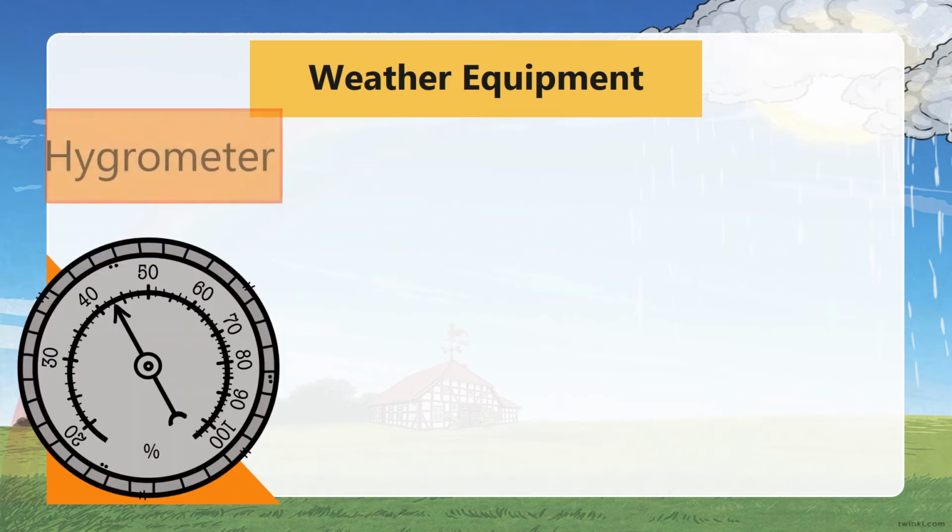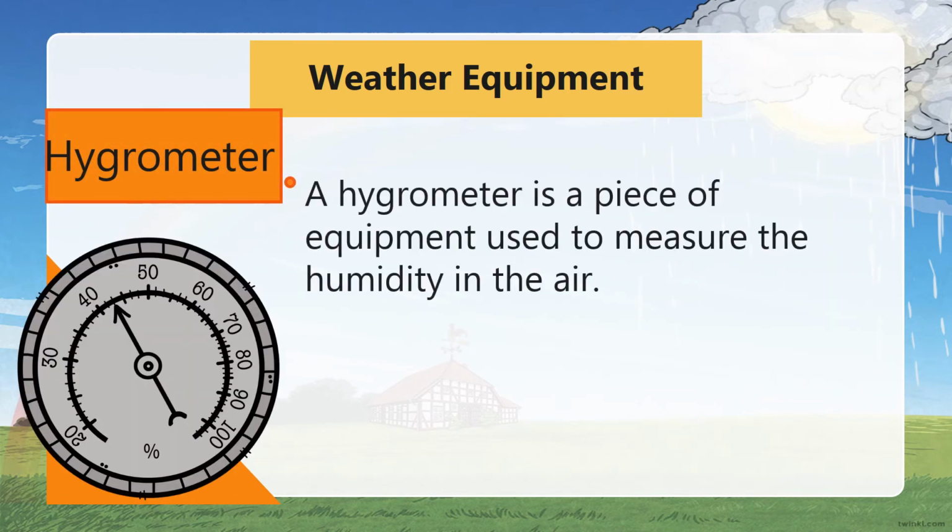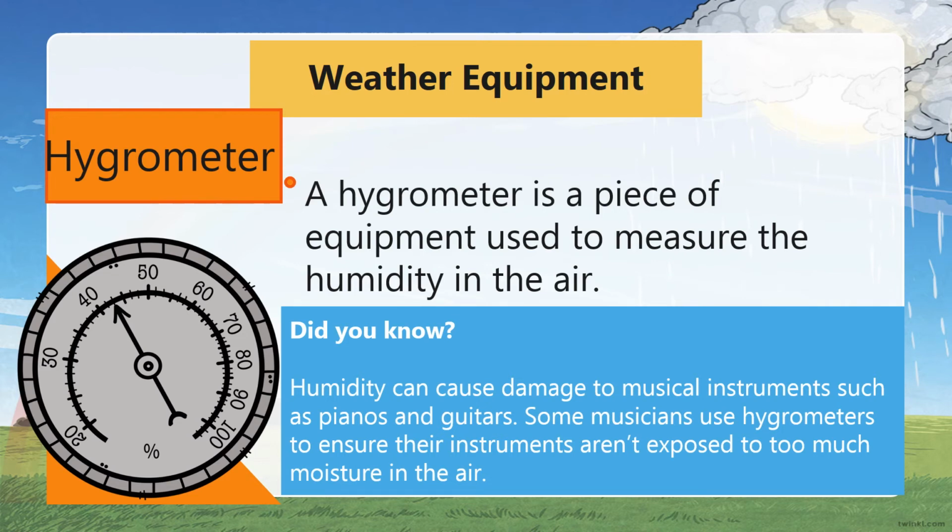Another equipment, hydrometer. A hydrometer is a piece of equipment used to measure humidity in the air. Do you know humidity can cause damage to musical instruments such as pianos and guitars? Some musicians use hydrometers to ensure their instrument isn't exposed to too much moisture in the air. So humidity is the moisture in the air.